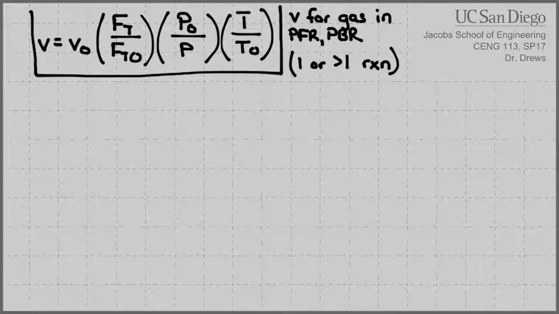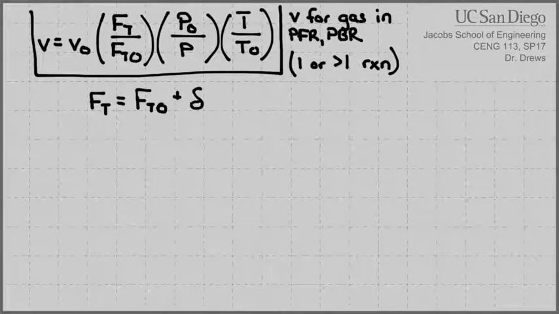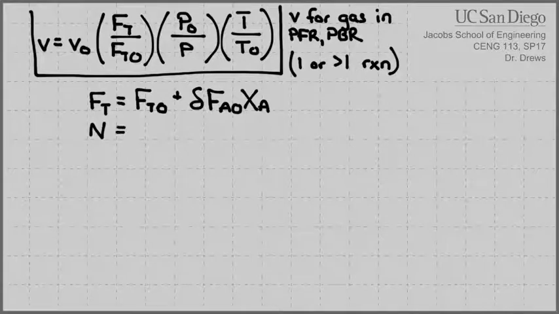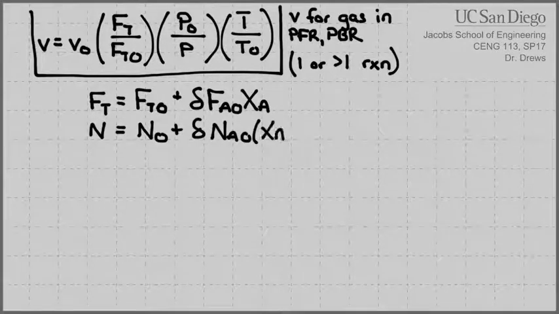If you happen to have a single reaction, remember that the total molar flow rate is equal to the initial molar flow rate, Ft naught, plus delta times Fa naught times X sub A. Right, this should look very similar to the total number of moles is equal to the initial number of moles plus delta Na naught times Xa. Right, they're equivalent statements, except one is talking about flow and one is talking about batch.